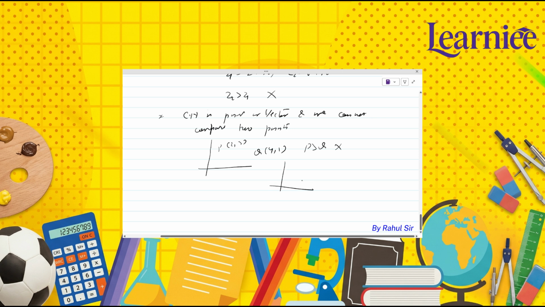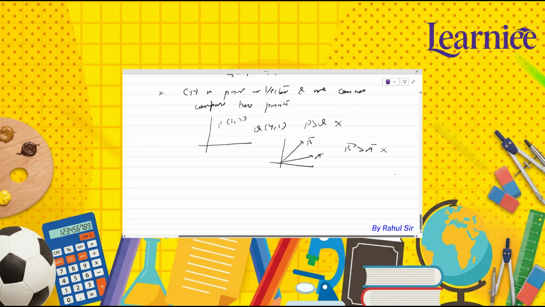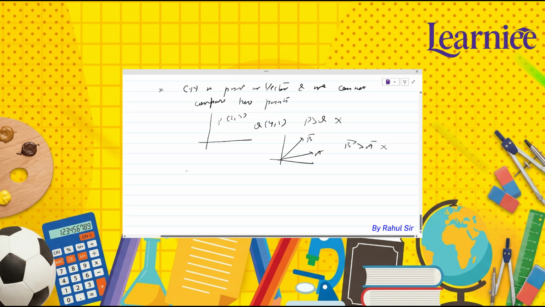Okay, same with vectors, we can't compare. Let's say this is vector A, this is vector B. We can't say B is greater than A. This is wrong. We can't compare vectors or points. We can compare their magnitude, that is possible. See, the interesting thing is we can compare the magnitudes.